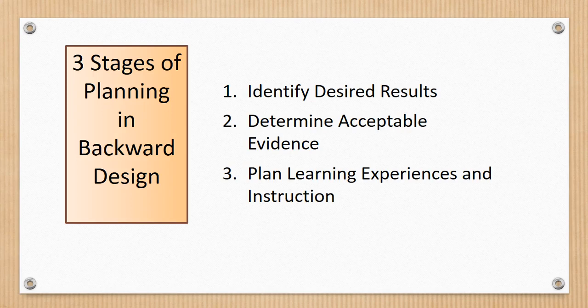So what are the stages of backward design? There are 3 stages, and in fact, backward design does have some similarities to the ADDIE model, but they have only 3 stages in backward design. The first being identifying the desired results or outcomes, the second to determine acceptable evidence, or the assessment portion, and then the third to plan learning experiences and instruction, so that being the teaching and experience portion for the students.